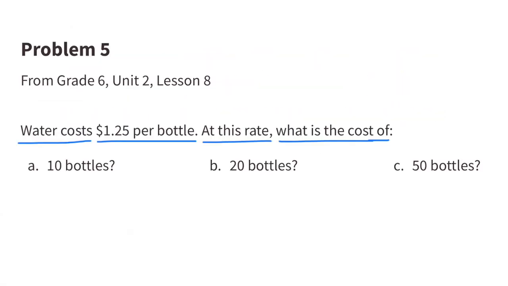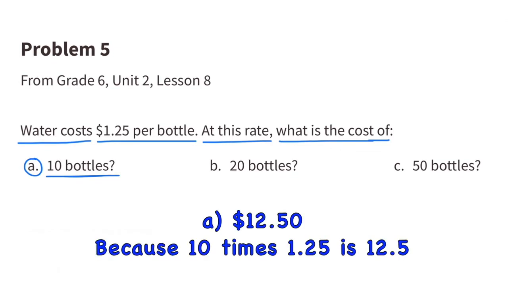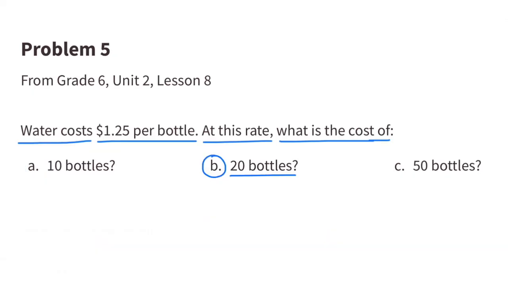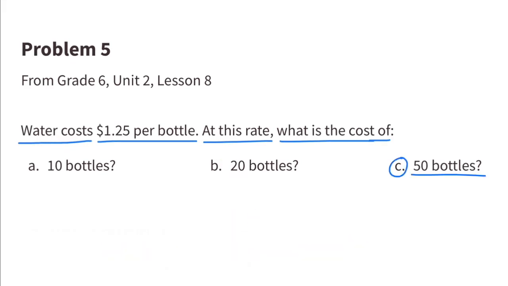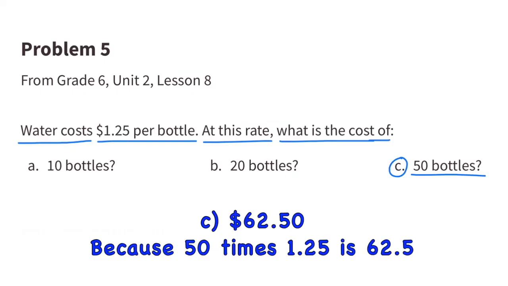Number 5. Water costs $1.25 per bottle. At this rate, what is the cost of A, 10 bottles? At this rate, 10 bottles would cost $12.50, because 10 times 1.25 is 12.5. What is the cost of B, 20 bottles? The cost of 20 bottles would be $25, because 20 times 1.25 is 25. What is the cost of C, 50 bottles? At this rate, the cost of 50 bottles would be $62.50, because 50 times 1.25 is 62.5.